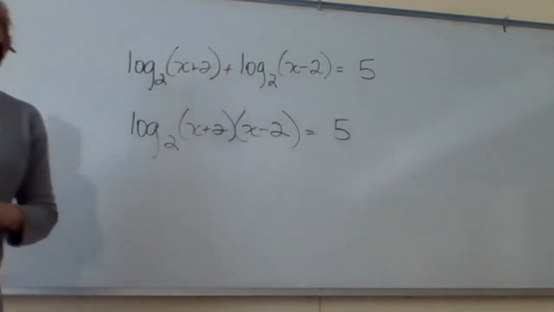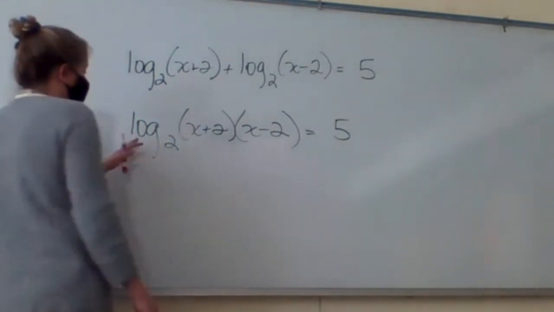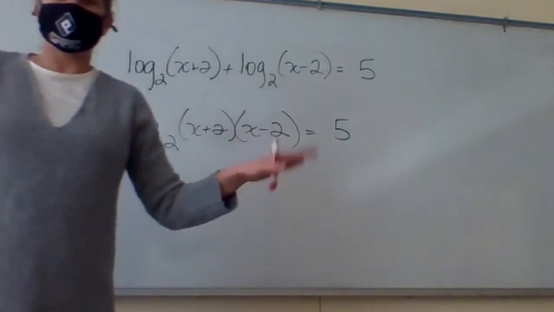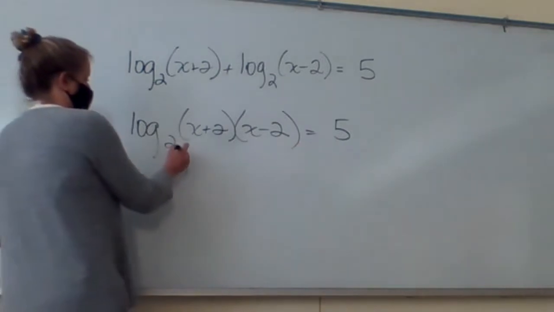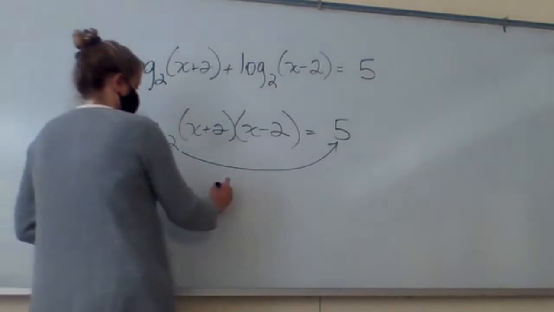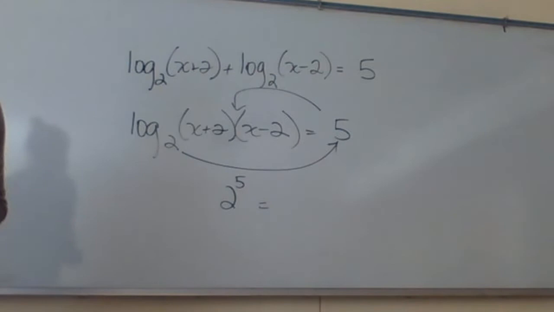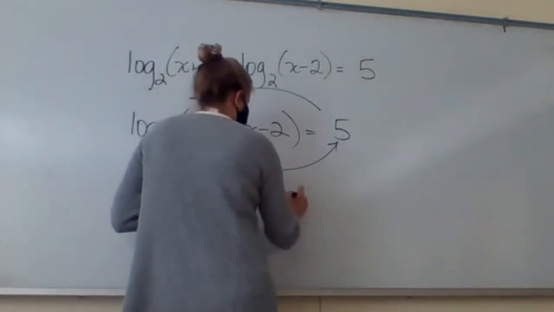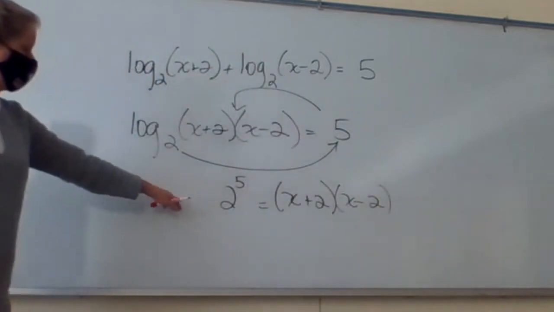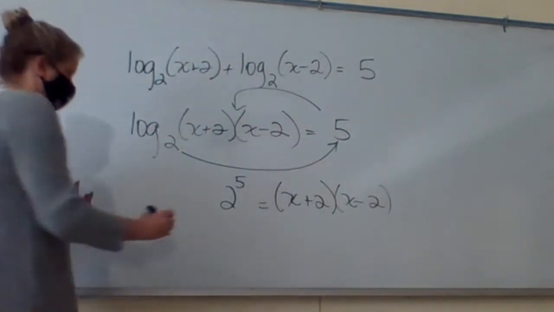So it's not like the last one. It's actually like the first log equation that we solved because I just have a log on one side. You have a log on one side, change it to an exponential equation, which means 2 to the 5th power is going to be equal to all of that, which is (x + 2)(x - 2). 2 to the 5th power means 2 times 2 times 2 times 2 times 2, which is 32.